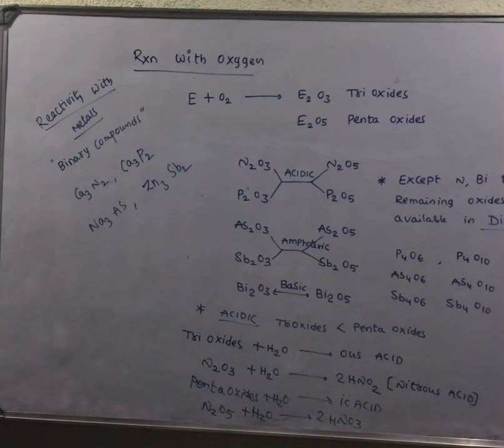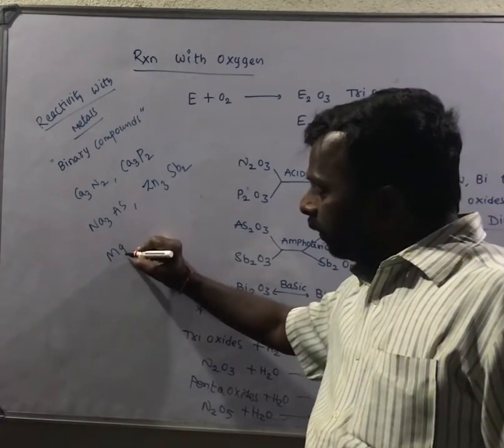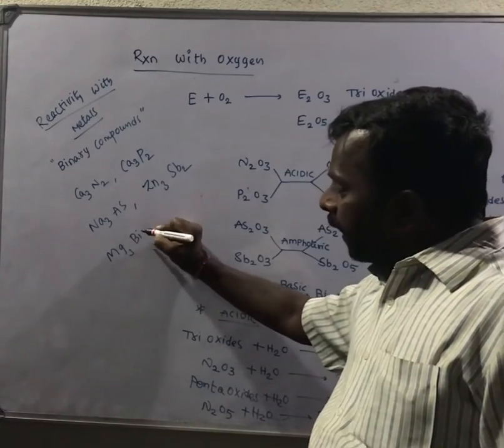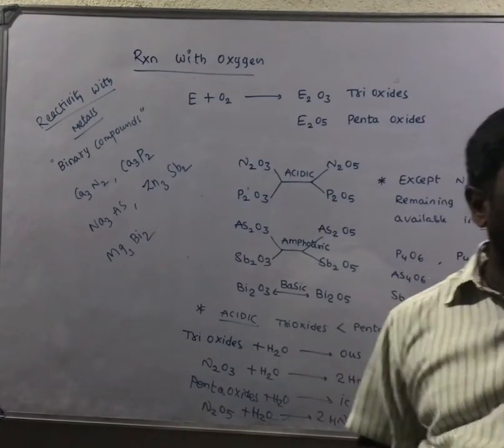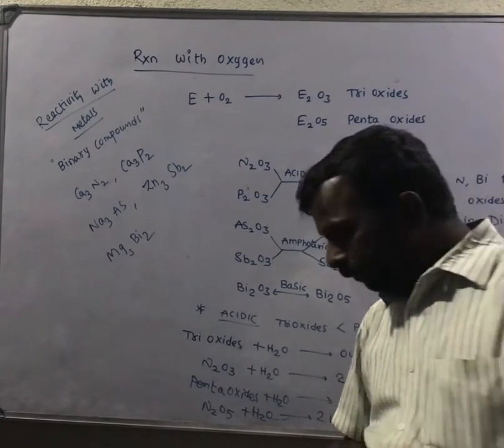So in reaction with metals, the group 15 elements form binary compounds: calcium nitride, calcium phosphide, sodium arsenide, zinc stibnide, and magnesium bismuthide, whose formula is Mg3Bi2.